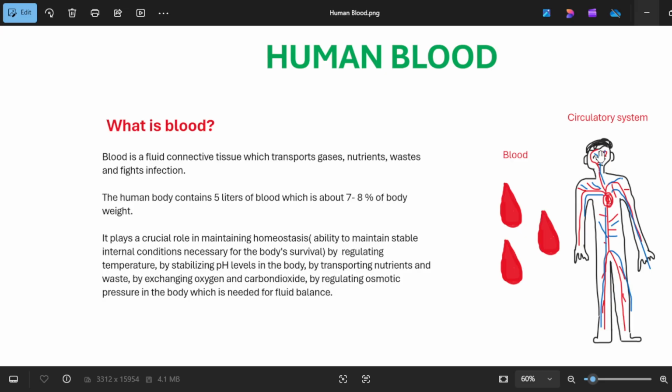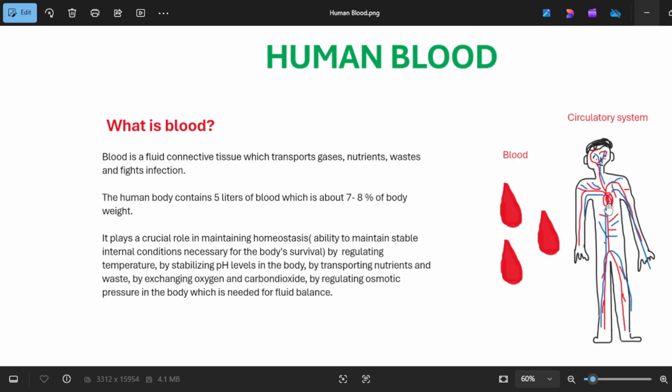travel freely throughout your body so that it can supply all the nutrients to all parts of our body, so that none of our body parts are deprived of essential nutrients and essential gases. So that's why blood plays a very important role in our circulatory system.